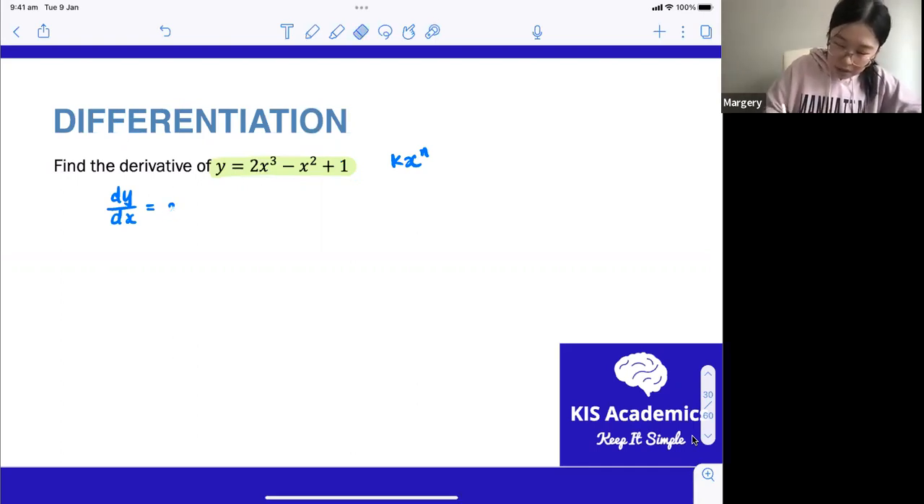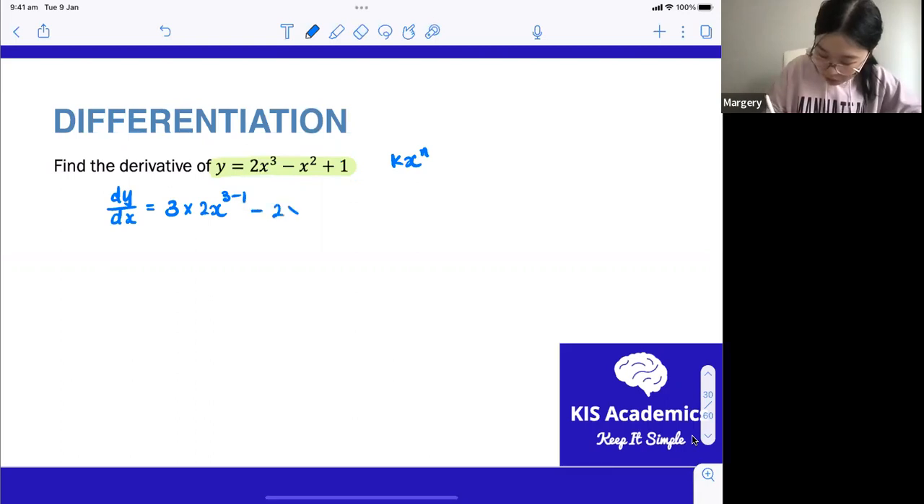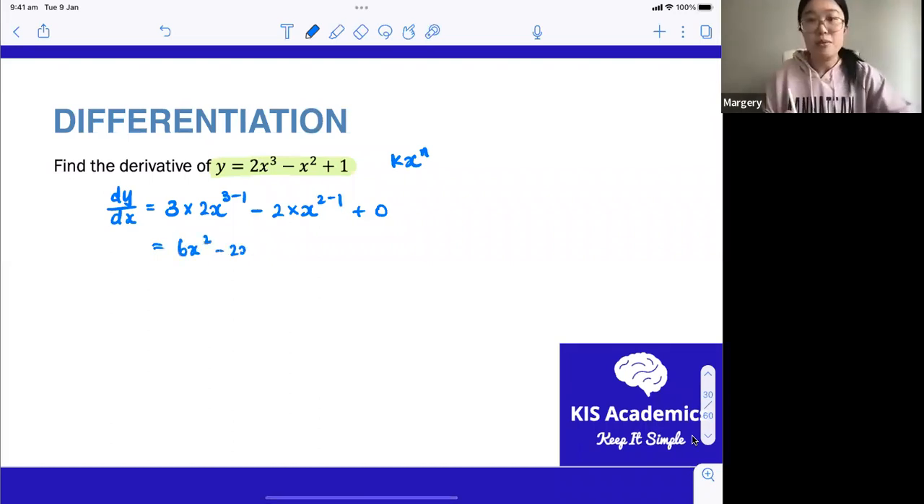So I write it like this: it is equal to 3 times 2x, and then minus 1 from the power, minus 2 times x, and then 2 minus 1, so minusing 1 from the power. And we know that when we derive a constant, the 1, we get 0. And so simplifying this, I get 6x squared minus 2x. And that would be my answer for that one. So yeah, a bit of simple differentiation there.